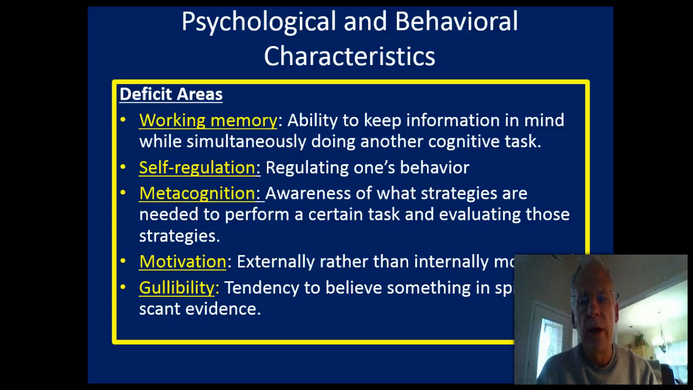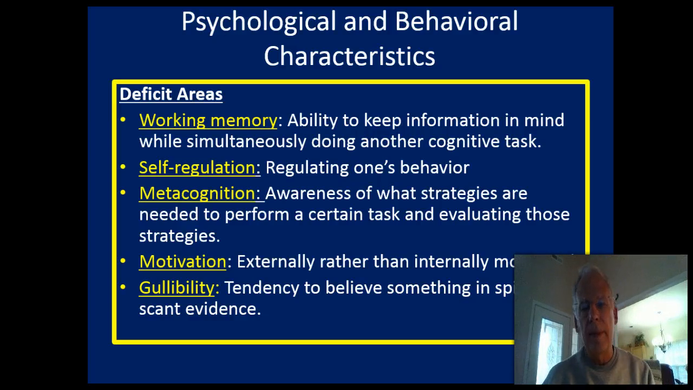So these are deficit areas. First of all, working memory: the ability to keep information in mind while simultaneously doing another cognitive task. So if I'm attempting to read, and I'm also attempting to take notes, and I'm attempting to pay attention to the author's purpose, it would be very difficult for someone with intellectual disabilities to manage all of these tasks. They pretty much need to focus on one aspect of a task.